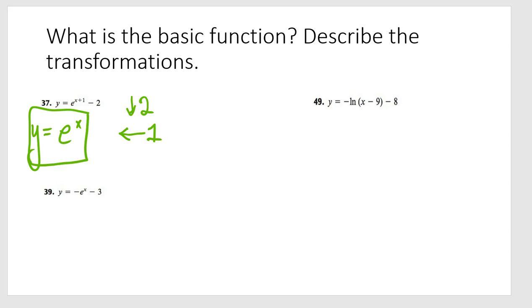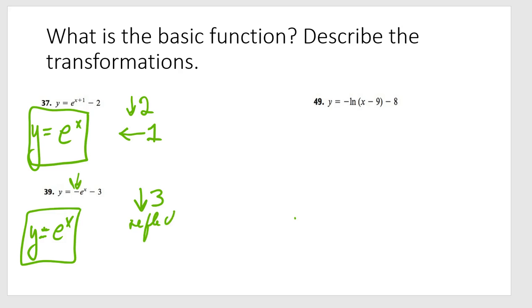Okay, let's try the next one. In this problem, the basic function is once again y equals e to the x. But it's been transformed because we can see there's a -3. This tells us to go down 3. We notice the x doesn't have any number with it, so just leave it alone. It doesn't move horizontally. But it does have a minus in front of it, so that tells us to reflect across the x-axis.